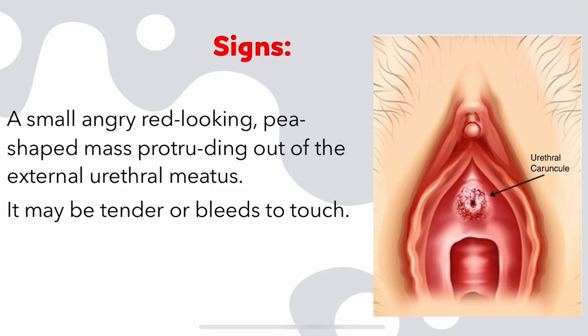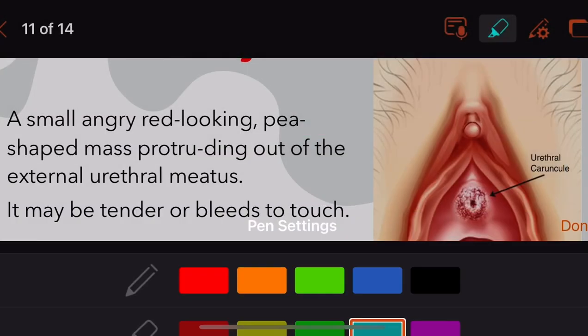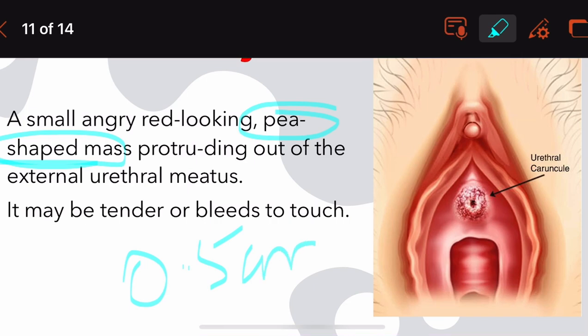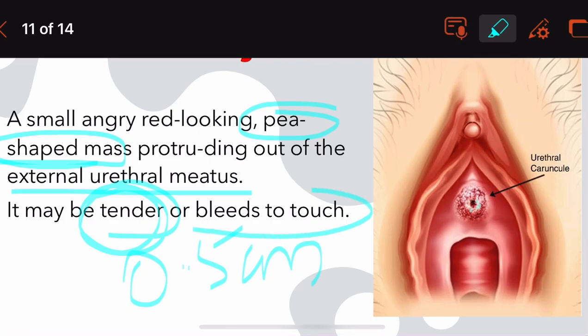Moving on to the signs. A small, angry, red-looking, pea-shaped mass protruding out of the external urethral meatus. So here they're saying that urethral caruncle is pea-shaped. It is a pea-shaped mass which is less than 0.5 centimeters in its diameter and protruding from the external urethral meatus. It is very tender, very painful, and on examination, on touching it, it is going to bleed.